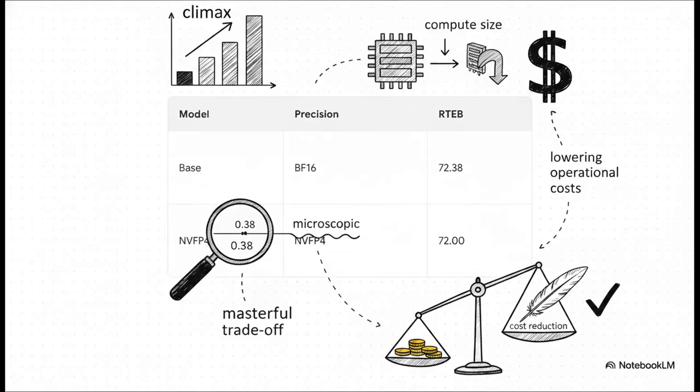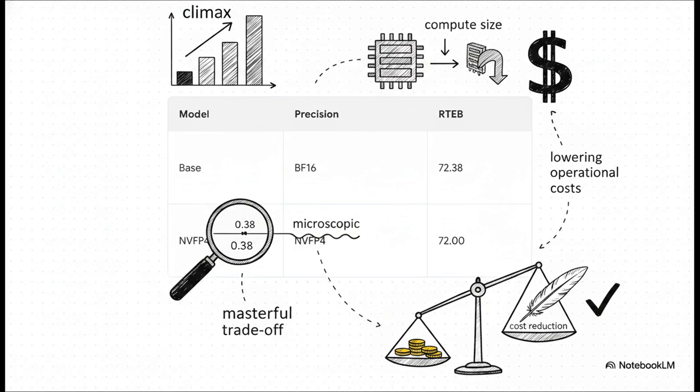What's really interesting about this slide is that this is the real climax of our story against the RTEB benchmark. That's the Retrieval Embedding benchmark designed for actual real-world applications. The original BF16 model scored a 72.38. The newly quantized NVFP4 model scored a 72.00.